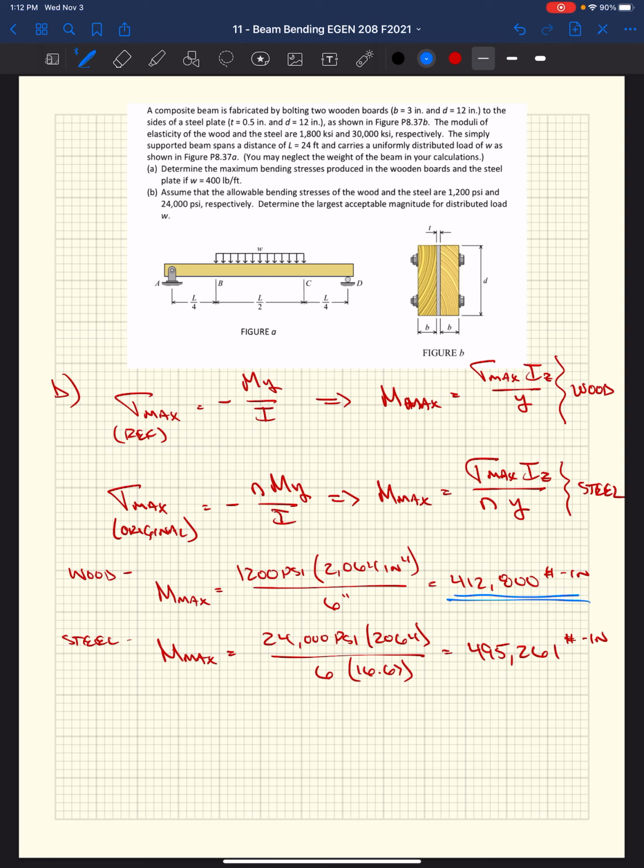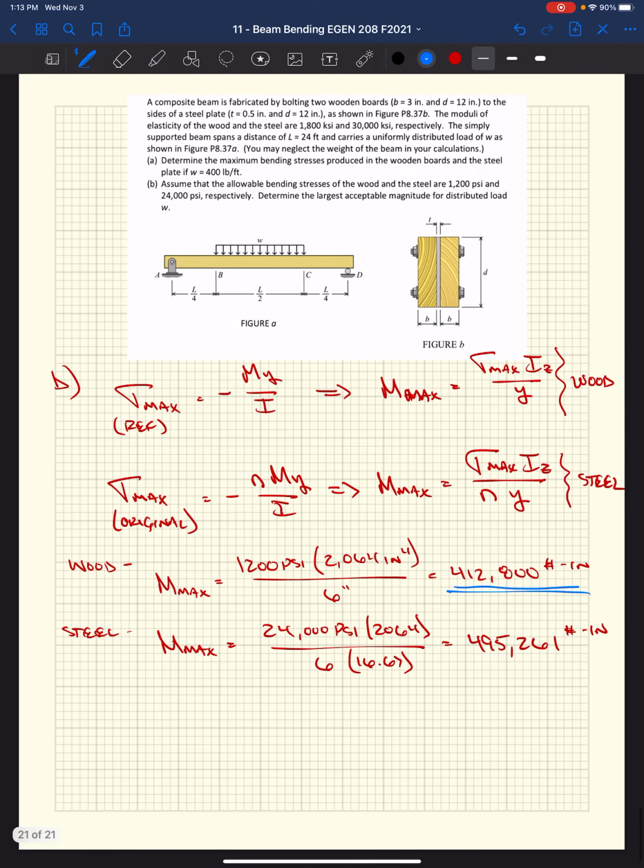Yeah, Brendan? And these max moments, can they be both in tension or compression? Yes, because our allowable stress is just given as a psi, not a psi with respect to tension or compression. So we're assuming it can handle the same in both directions. That was a good question.